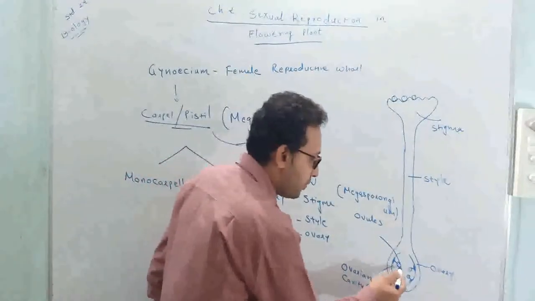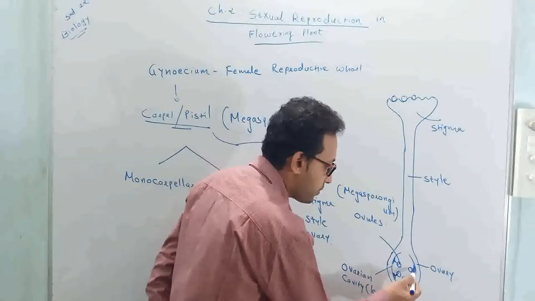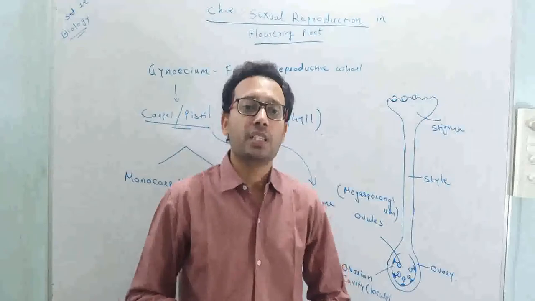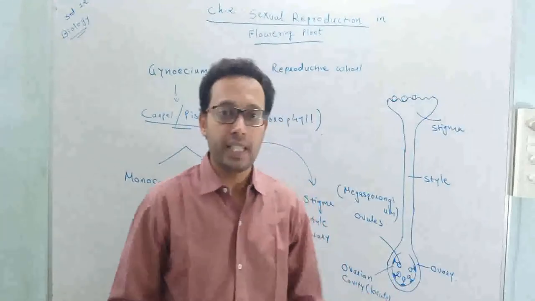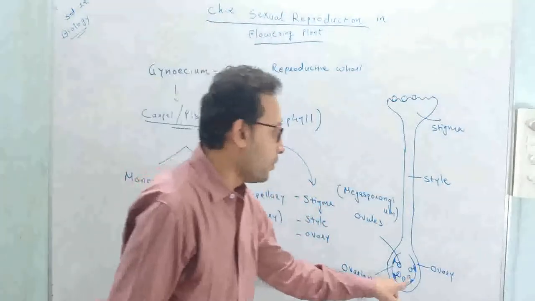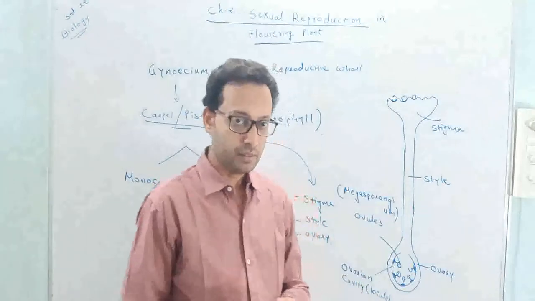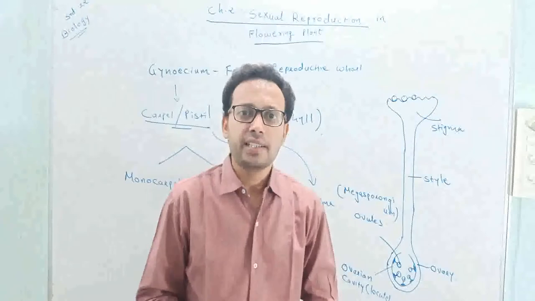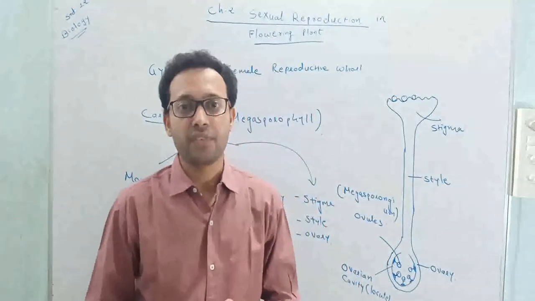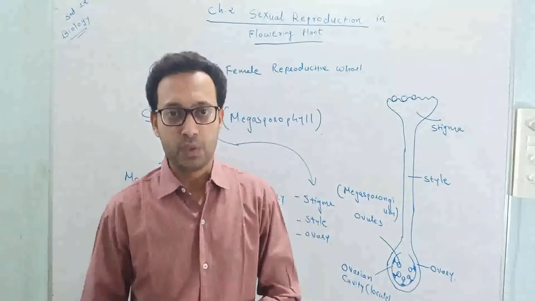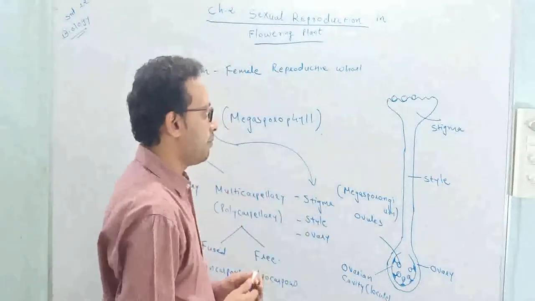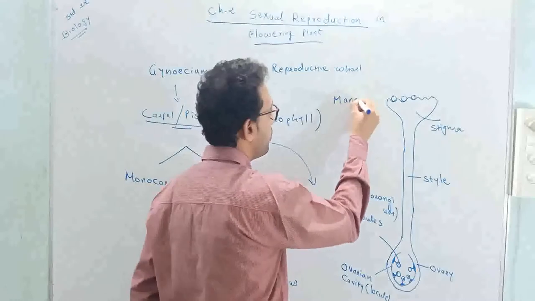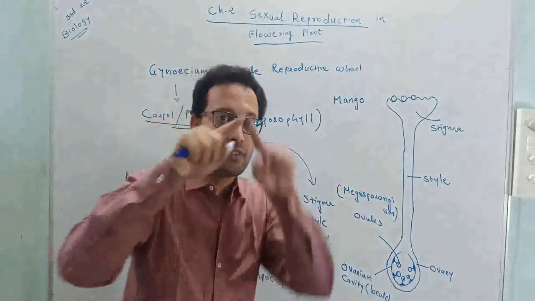Now if you see the number of ovules, 1, 2, 3, 4, 5. Here I have shown 5 ovules. But it is not necessary to be 5; it can be 2, 3, 1, etc. The number of ovules within an ovary may vary. Some plants or fruits have just one ovule in one flower. And there are also examples which have many ovules. For example, mango. If you see a mango fruit, it has only one seed.